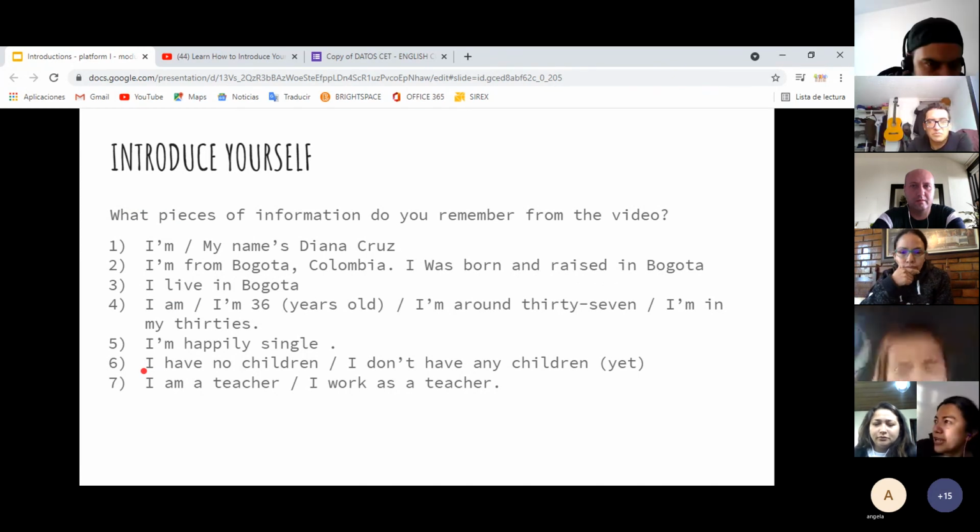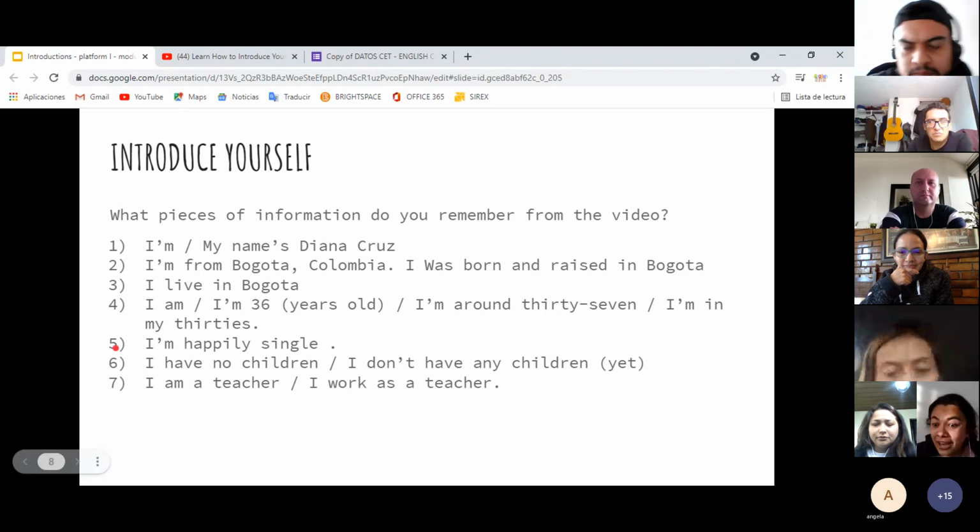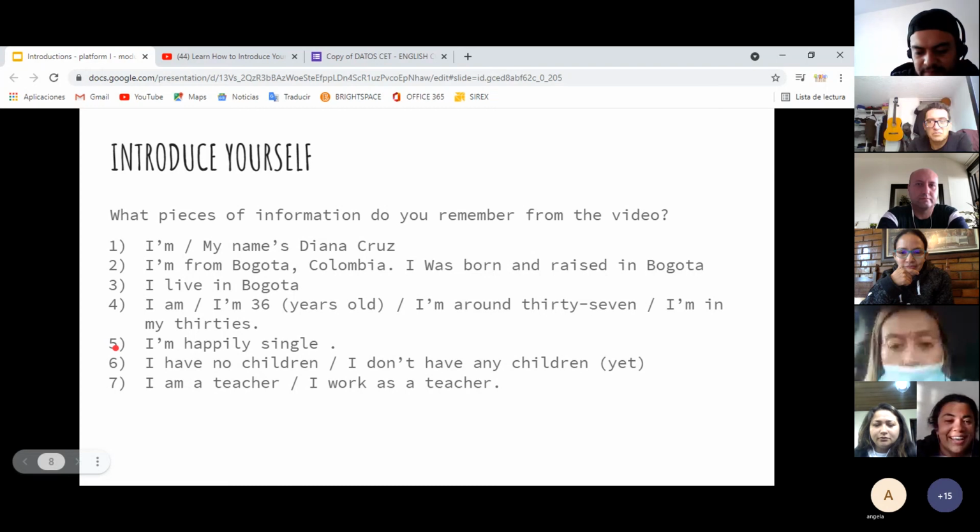Actually, it's a beautiful morning, guys. I can see the sun from my window, beautiful day. So it's a good sign. I hope it's a good sign for the class.